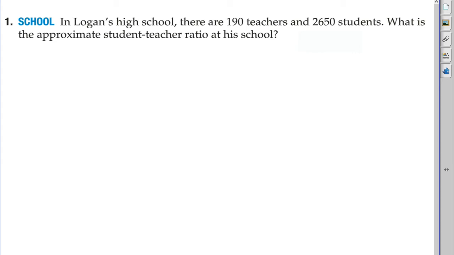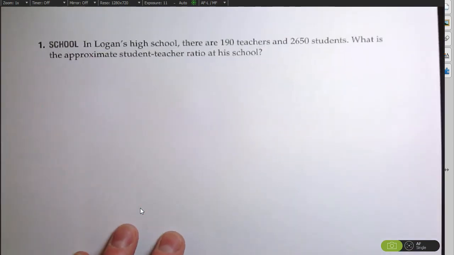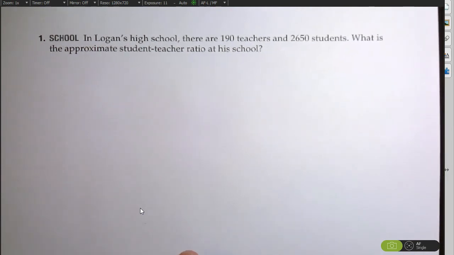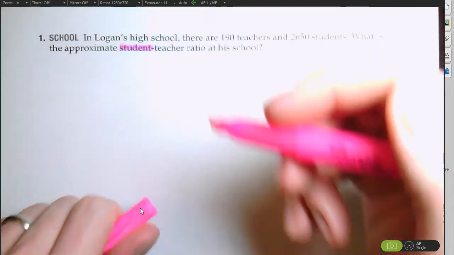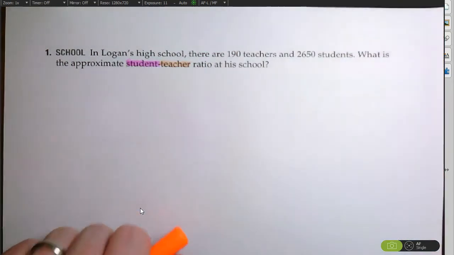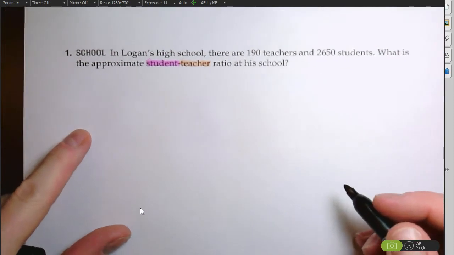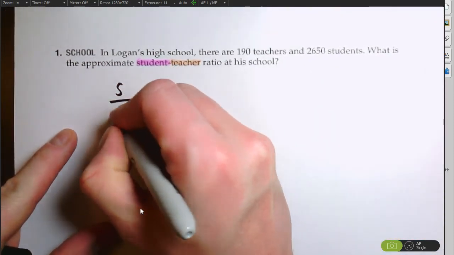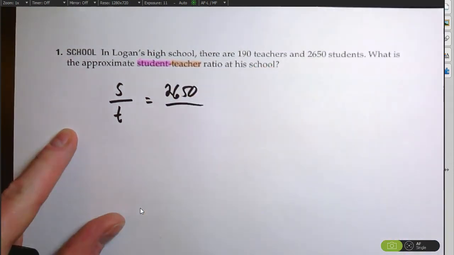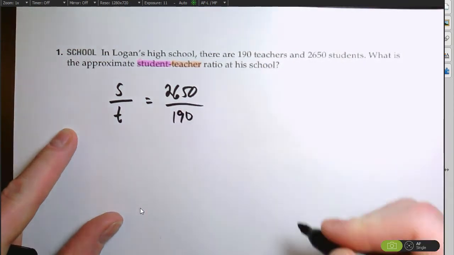Okay, so here we are back at this problem. In Logan School, there are 190 teachers and 2,650 students. What is the approximate student-teacher ratio at his school? Now, the key to this is the order, and a lot of people wouldn't realize this when they do it, but it does say student first, teacher second. So what that means for us is it needs to be student to teacher, so we need to put students over teacher. I'm going to do S for students, T for teacher. So there are 2,650 students and 190 teachers.